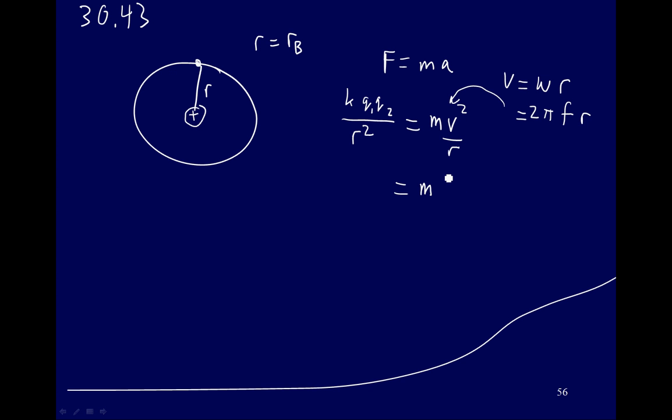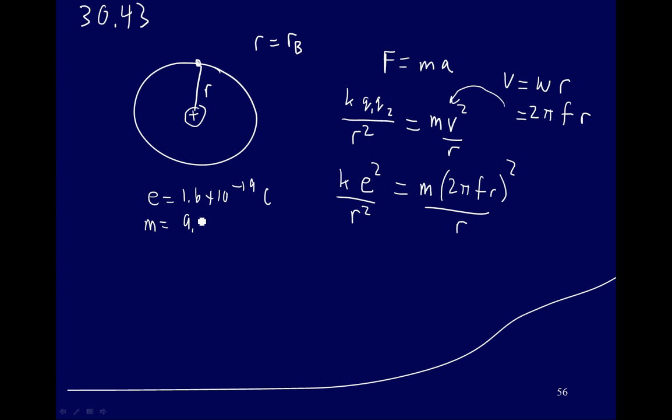So if I do that, I get m, and then I plug in 2 pi f r, all squared, divided by r. Over here, I realize the charges are the charge of a proton and the charge of an electron, which is just e, where e is our little charge number of 1.6 times 10 to the negative 19 coulombs. And this mass here is the mass of an electron, which you can look up. And so we've got everything we need to go through and solve now for this frequency.